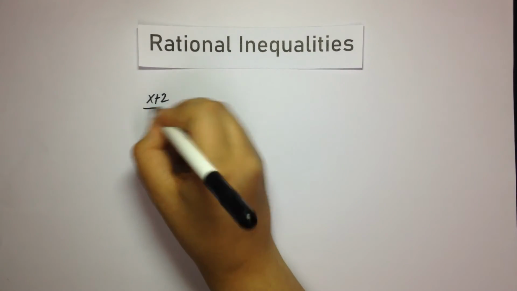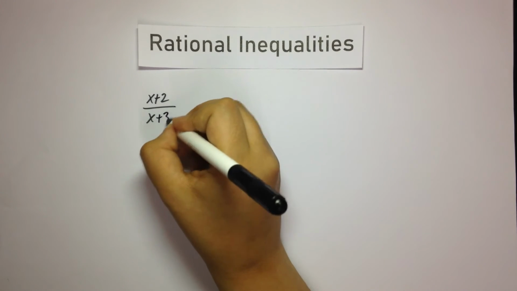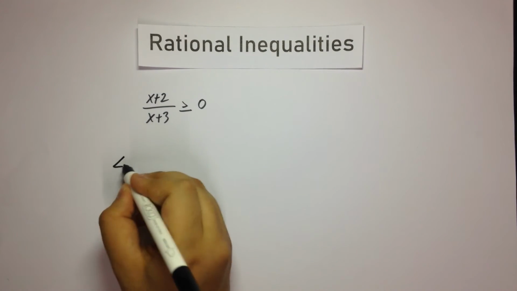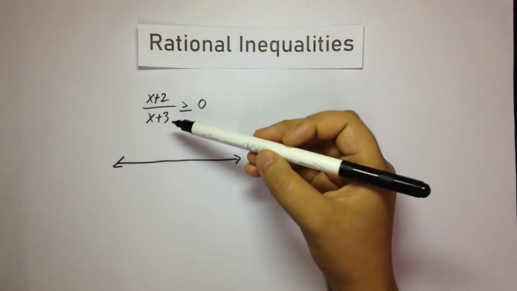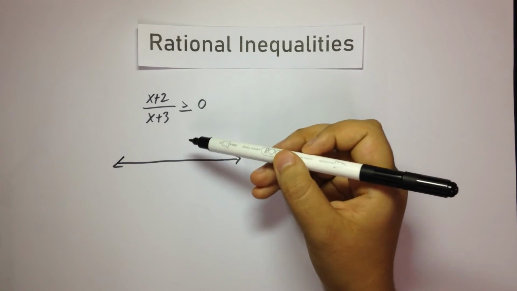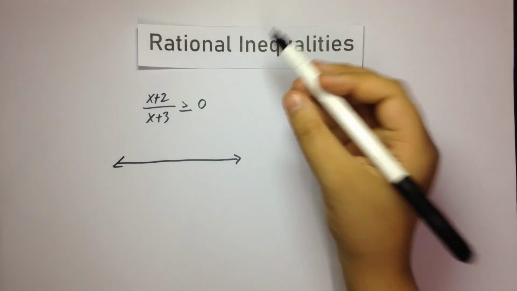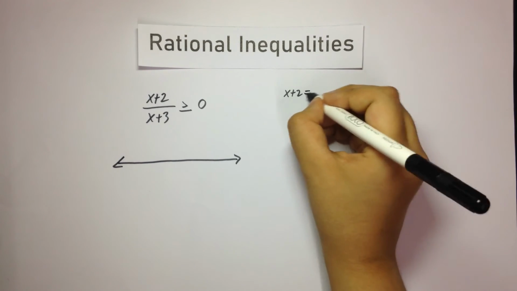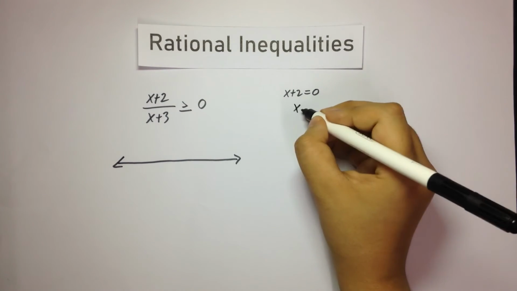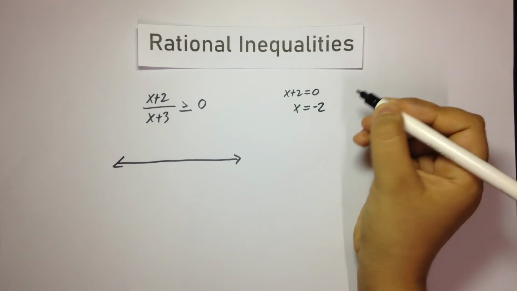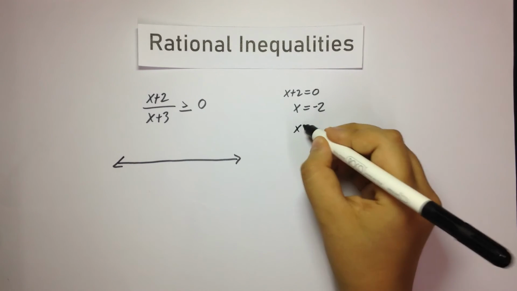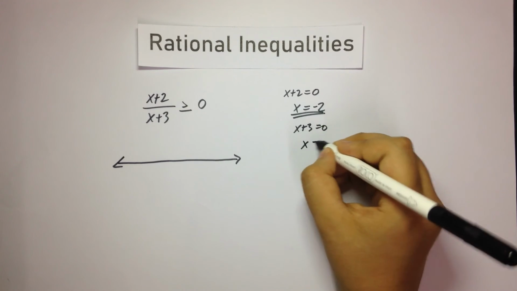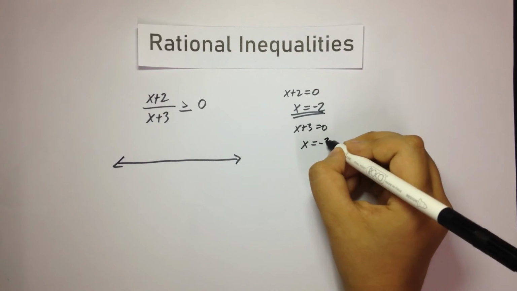x plus 2 over x plus 3, greater than or equal to 0. Let's start with the number line. First of all, we need to find values that we can plot in the number line, and we can use the numerator and the denominator. Let's equate them both to 0. x plus 2 equals 0, which becomes x equals negative 2. And the denominator, x plus 3 equals 0, which makes it x equals negative 3.